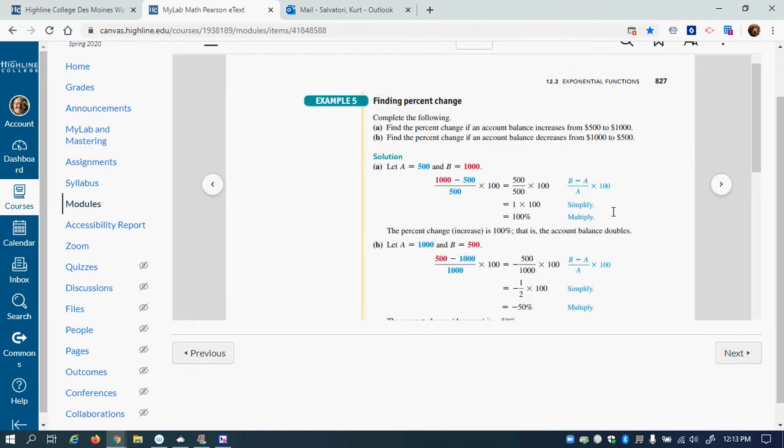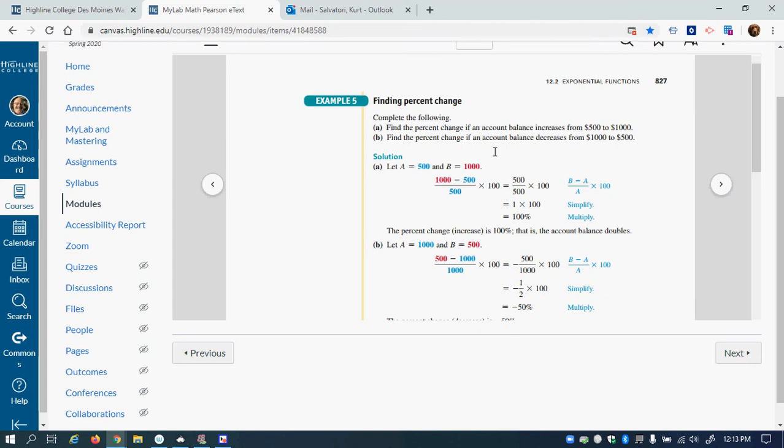If you go to the next page, complete the following. Find the percent change of an account balance that increases from $500 to $1,000. So again, A is going to be 500, B is 1,000. So you take the 1,000, which is the new amount, minus the old amount divided by the old, and then you multiply that by 100. So you get a 100% increase is what's happening here.